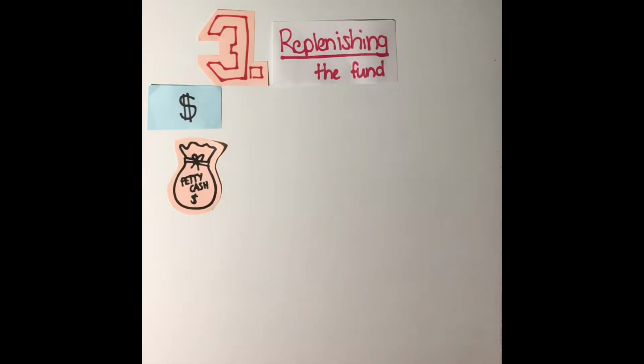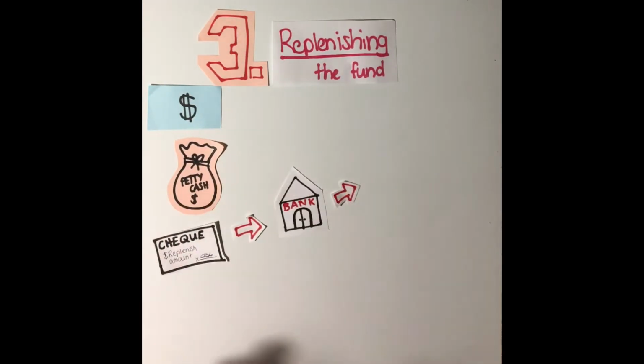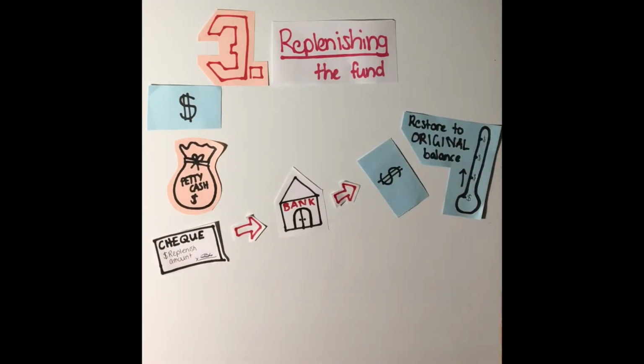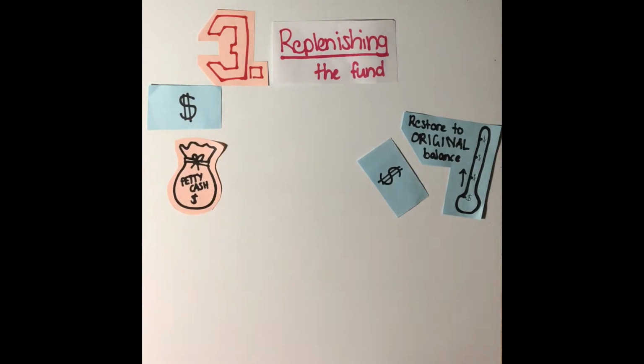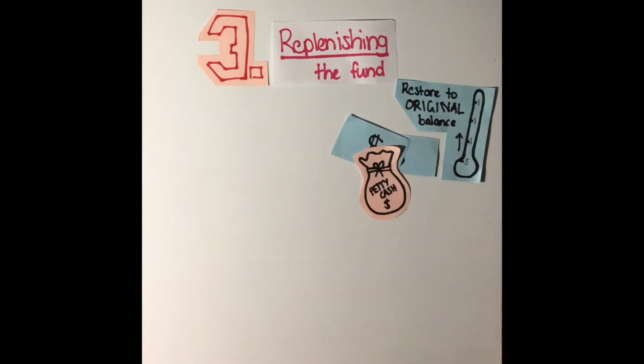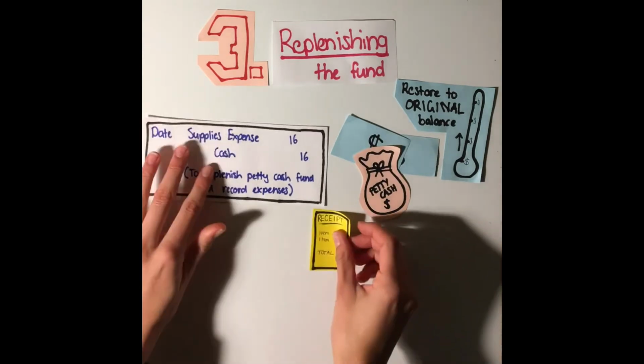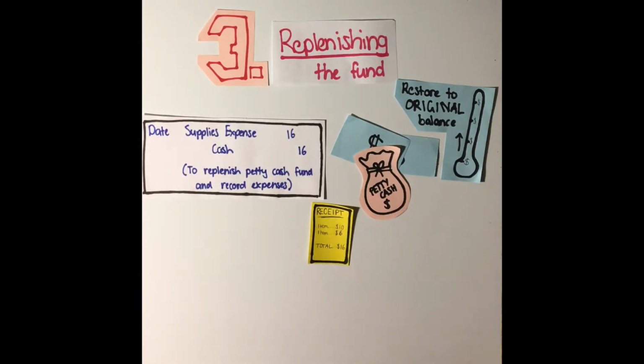Here, the remaining cash in the fund is counted. The business then cashes a check for the amount that is needed to return the fund to its original balance. The cash received for the check is then placed in the petty cash fund. This is then journalized and the receipts used as documentation to record the purchases as expenses.